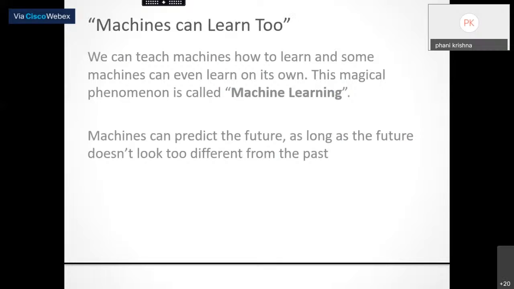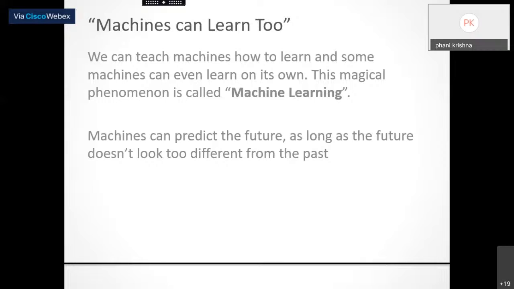So we are saying machines can learn too. The first statement in the slide covers all three forms of machine learning. When we say we can teach machines how to learn, this statement is applicable to supervised machine learning. And when we say machines can learn by themselves, this statement is applicable to unsupervised machine learning and reinforcement machine learning.